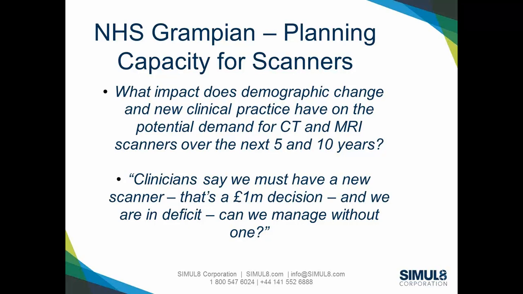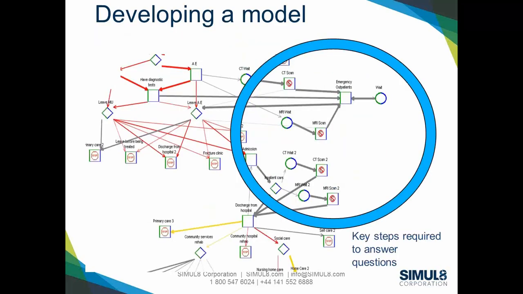The case study you can see at the moment on the screen comes from NHS Grampian. They were planning their capacity for scanners, and the question you can see there was a demand for additional scanners, and what the health board wanted to do was to understand really what the demand was likely to be, when they might need to make that investment. And they were looking particularly at demographic change impacts, and also the fact that more and more clinical procedures were expected to be using scanners over the next 5 and 10 years.